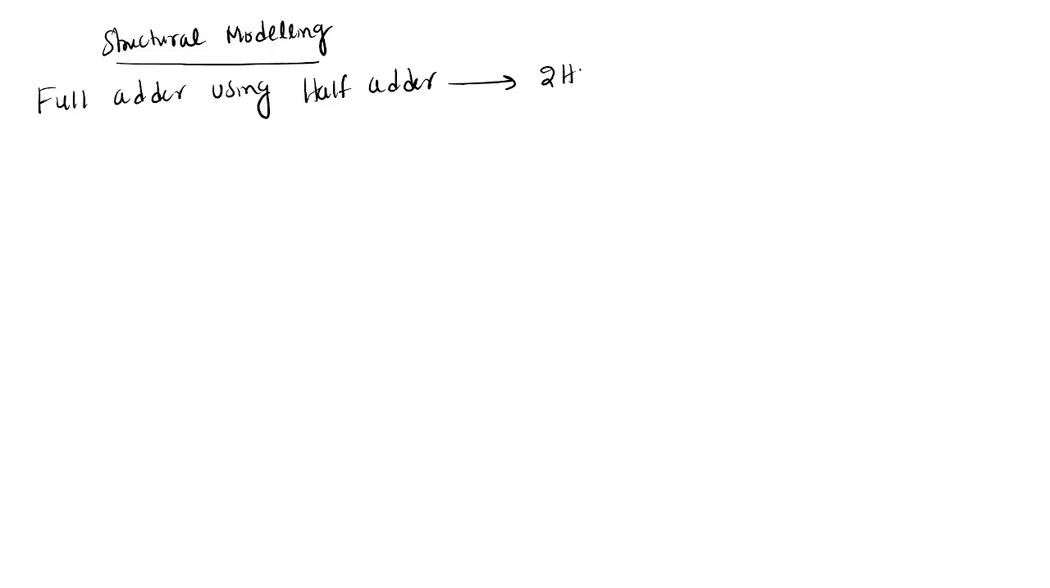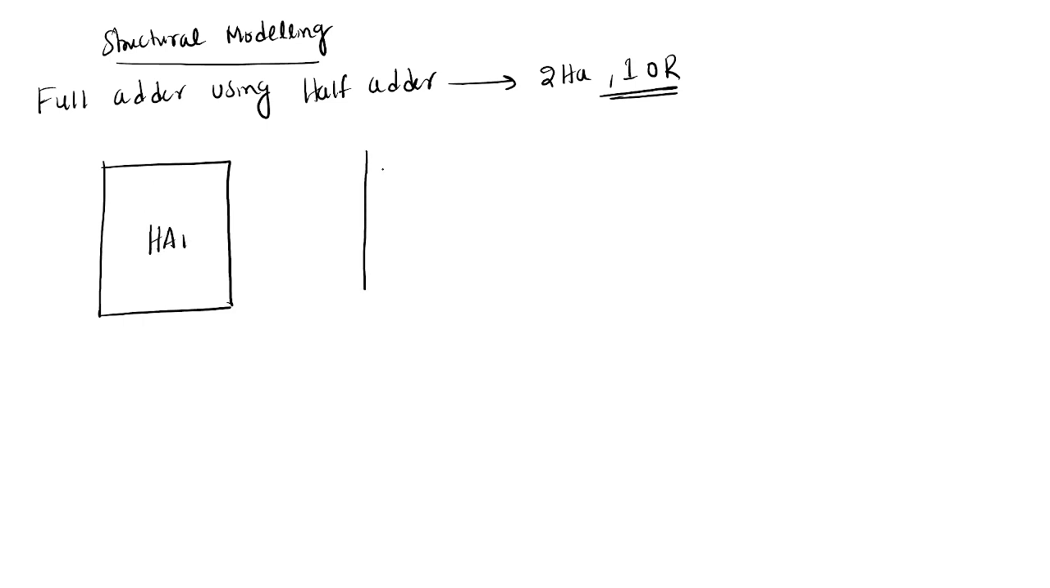Two half adders and one OR gate. So here, how I am designing: I am taking one half adder, this is half adder one, and this is one more half adder, half adder two. Let us take the inputs are A and B, and the outputs are sum and carry.